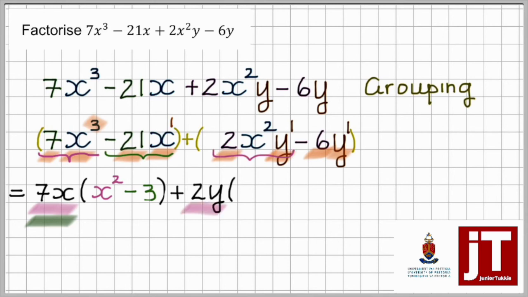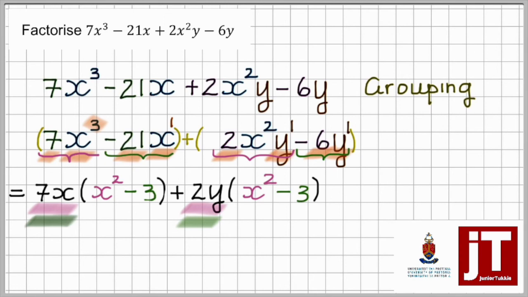So now we take the first term in that set of brackets and we divide it by the highest common factor, which is 2y. And we end up with x to the power of 2. We take the second term, negative 6y, and we divide it by the highest common factor, and we are left with negative 3. We write that in a set of brackets. So now we have successfully taken the highest common factor out of each set of brackets.